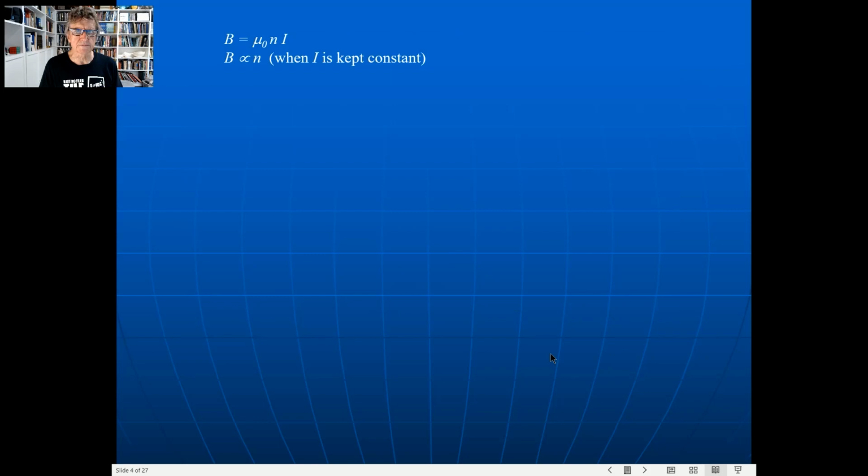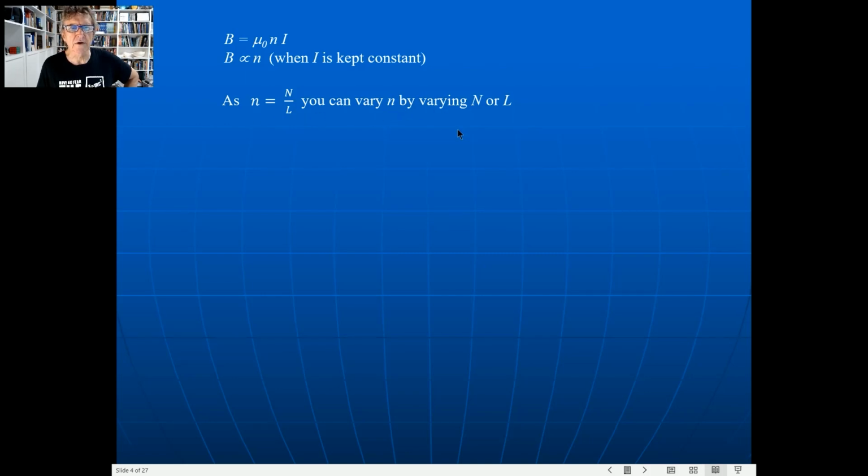Okay, let's move on. Now there's the formula again: B equals mu0 n I. What we're going to do is keep I constant in this prac. So the current's going to be kept constant, and I'm going to vary the number of turns per meter. Of course mu0 is a constant as well. So we can say B is proportional to the number of turns per meter when I is constant. Now as little n equals capital N divided by L, if you vary either N or L, you can vary the number of turns per meter.